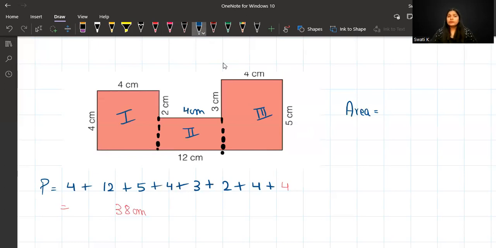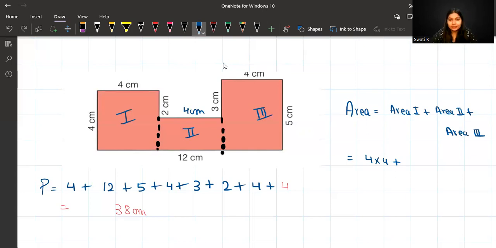So if I talk about the first one, clearly it is a square, right? So area of a square is side into side formula. So area of part 1, if you want, you can also write down like this. The total area of this entire shape is going to be area of 1 plus area of 2 plus area of 3. I'm just skipping that part and I'm just writing the second step in all the questions. So area of 1 is, it's a square. Clearly, all the sides are equal, you can say. So it is 4 times 4 plus area of the second one.